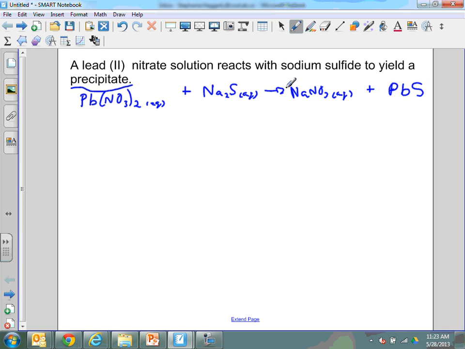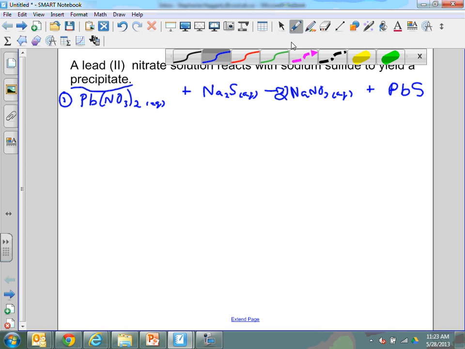To balance this, I would need to put a 2 here to balance my sodiums. This gives me 2 nitrates, which I already have over here. So everything's balanced. This is step 1. Step 2 is we write a total ionic equation.